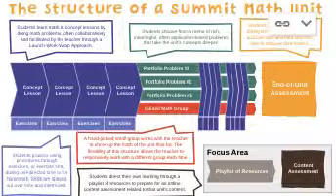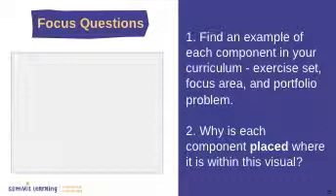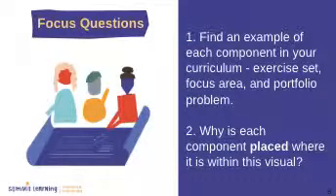While revisiting this visual, we're going to work with an elbow partner to do 2 things. Find an example of each component in your curriculum: an exercise set, a focus area, and a portfolio problem, and answer this question: why is each component placed where it is in the visual? This question implies that some detailed thought went into the design of this visual. So I'm asking you to think more about that. Why are these components located where they are on the visual?